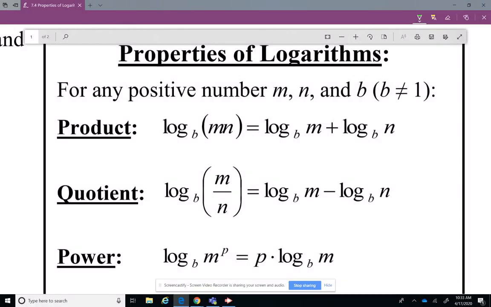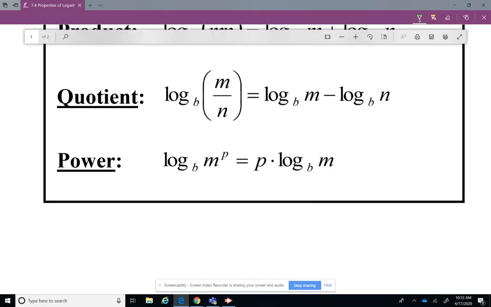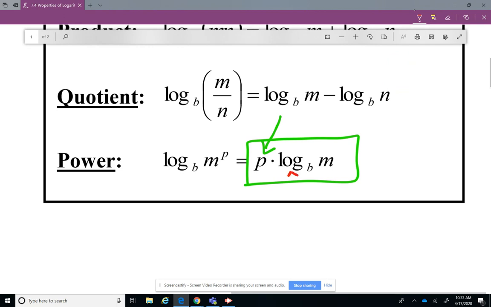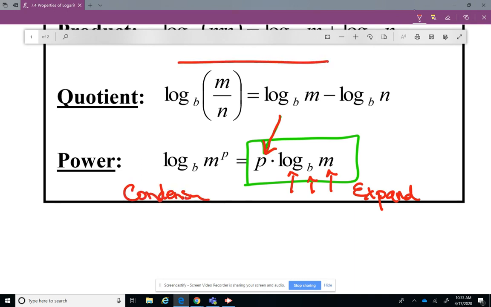All right, let's look at the last one, the power. This is considered expanded when you have a coefficient out in front. You see that the rest of the log looks like log base b of m. We're used to seeing that. Now all of a sudden there's something out in front. This is the expanded form. So when we're going to condense it like we just were, we were going from the right side to the left side. That's condensing it, making it smaller.